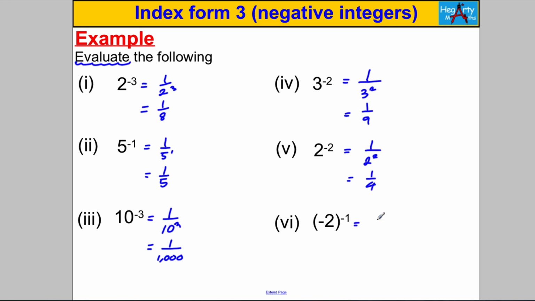And negative 2 to the negative 1, that means 1 over negative 2 to the power of 1. And negative 2 to the power of 1 is just negative 2. And this is 1 over negative 2, like that. And a positive divided by a negative is actually a negative answer. So we could actually just say this is negative 1/2.